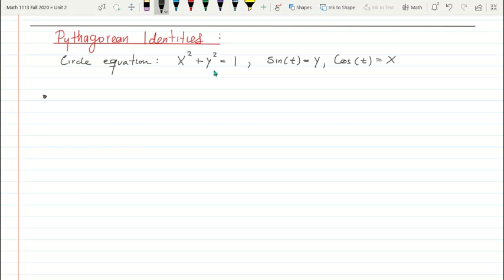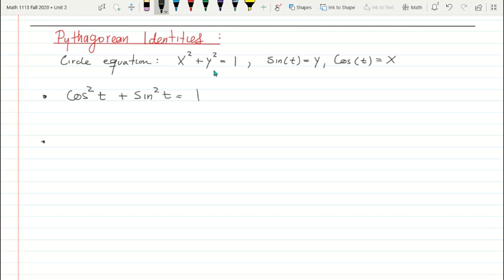So we will have our first Pythagorean identity, which is going to be cosine squared of t, so that it doesn't get confused, plus sine squared of t equals 1. So that is the first Pythagorean identity. From this one, you can build all the other ones.